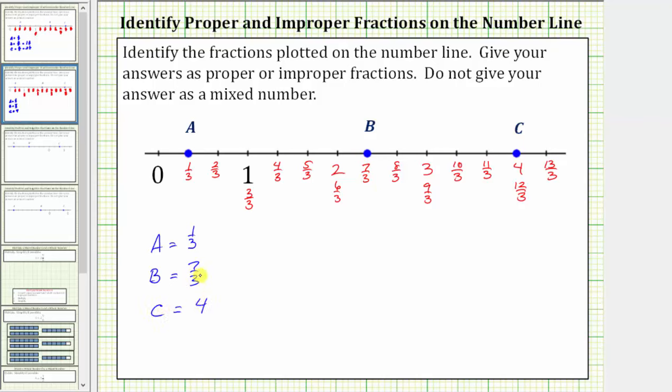These are the answers to the question. Let's also express 7/3 as a mixed number. Starting at 2, if we count by 1/3, we have 2 and then 2 and 1/3. 7/3 equals 2 and 1/3.